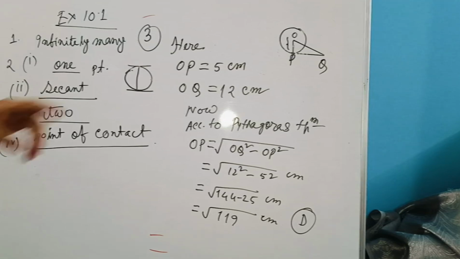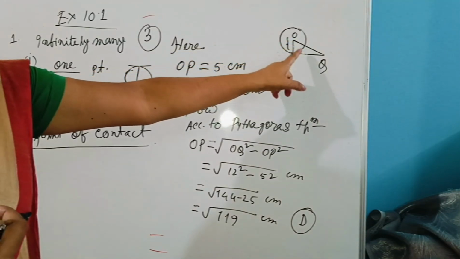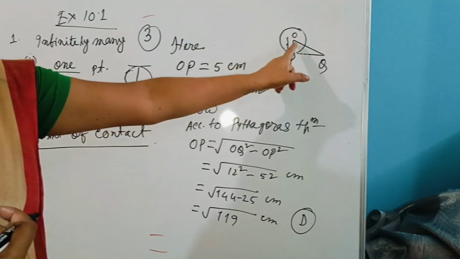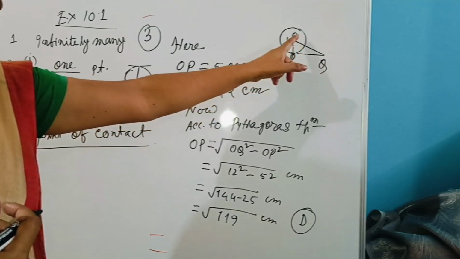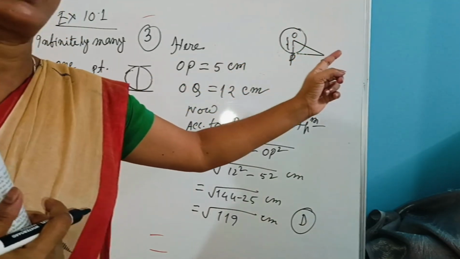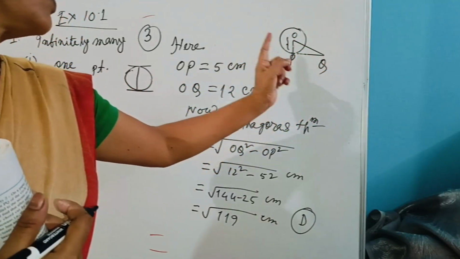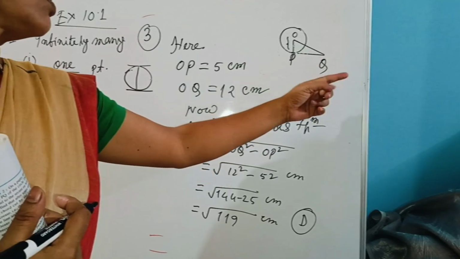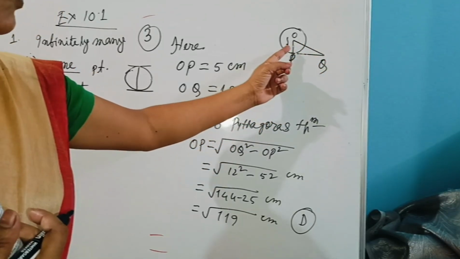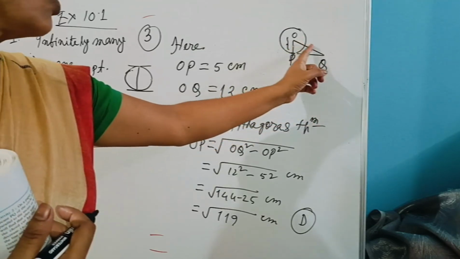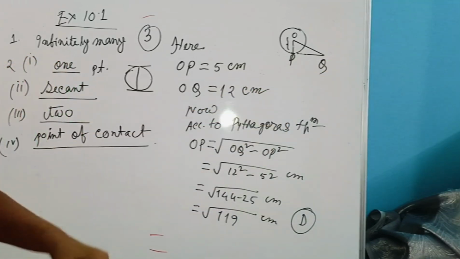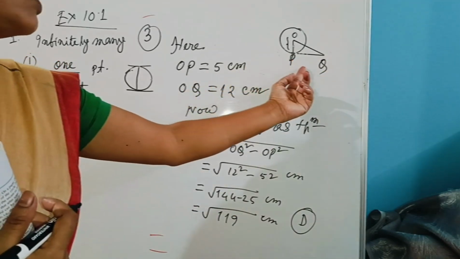Now suppose, according to theorem 10.1, what do we find? OP is perpendicular to PQ. Okay, OP is perpendicular to PQ, so it is a right angle triangle. When we get a right angle triangle, we can apply the Pythagoras theorem. What is the Pythagoras theorem? The square of the hypotenuse is equal to the sum of the squares of the other two sides. So OQ square is equal to OP square plus PQ square. Okay. Now the question asks you to find PQ.